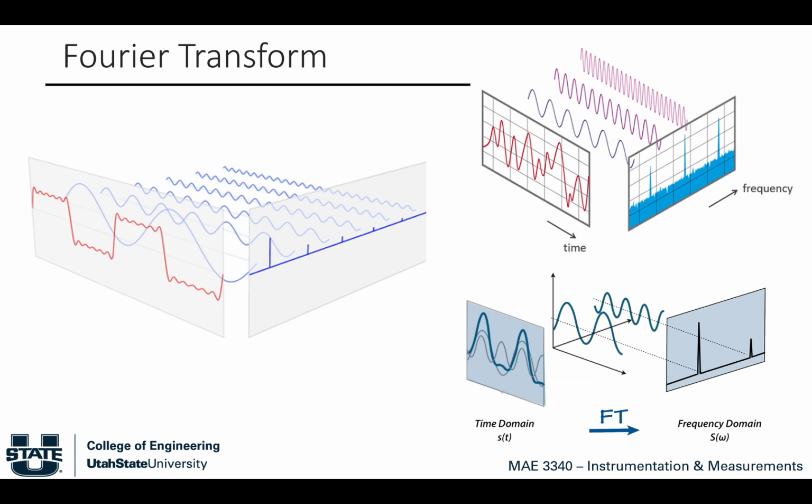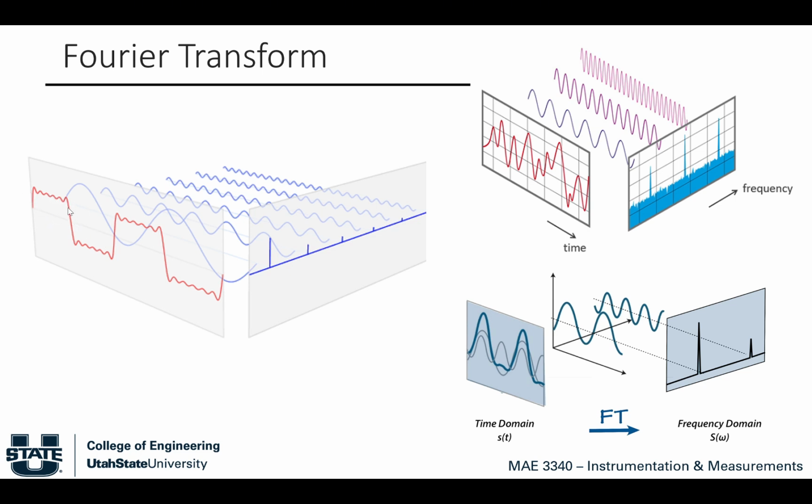So what is a Fourier transform then? I like to think of it as a mathematical prism in which we can take the time domain and transfer it to the frequency domain. So then we can look at what are the most common frequencies that are found in a specific signal.